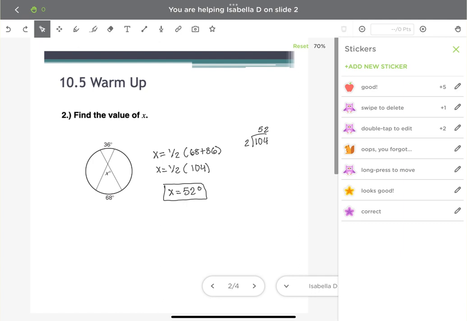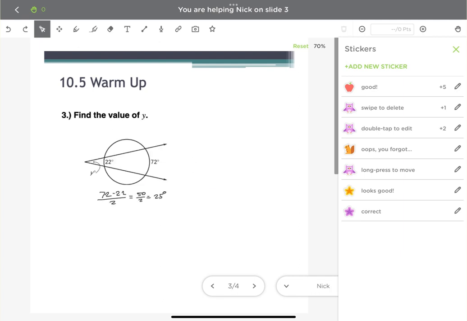This is the second one. This is that floating angle. That floating angle is 1/2 the sum of its intercepted arc and its vertical angle's intercepted arc. So we add the 68 and the 36, you get 104, and then divide that by 2, and you should have gotten 52. Again, most of you did well on that one.